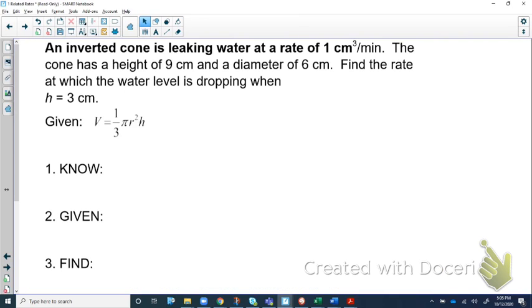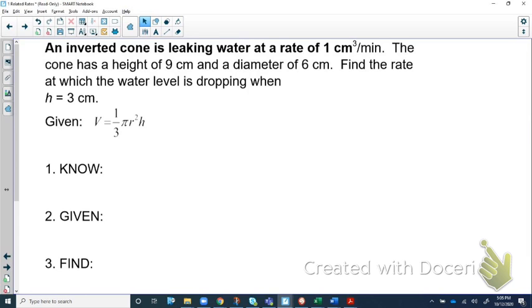An inverted cone is leaking water at a rate of 1 centimeter cubed per minute. So we're dealing with volume. The cone has a height of 9 centimeters and a diameter of 6 centimeters. Find the rate at which the water level is dropping when the height is 3 centimeters.